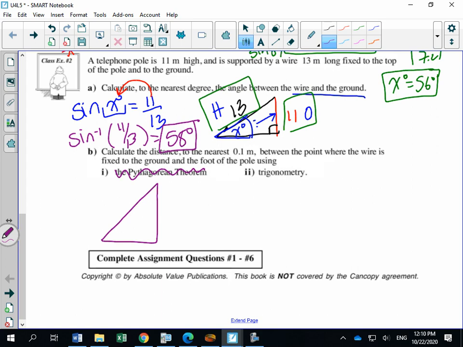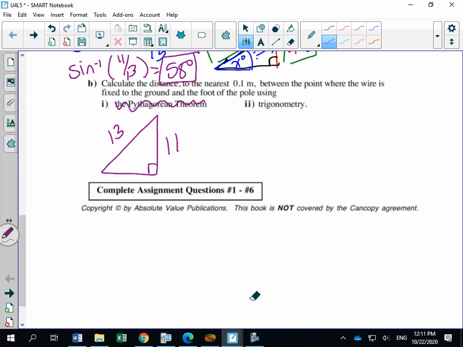So what we had was we were given that this is 11, we were given that this is 13, this is our 90 degree. Put your x where they're asking for. So it says calculate the distance to the nearest tenth between the point where the wire is fixed to the ground. So the wire is fixed to the ground right here. And the foot of the pole. That would be the foot of the pole. They want that distance there, which is x.